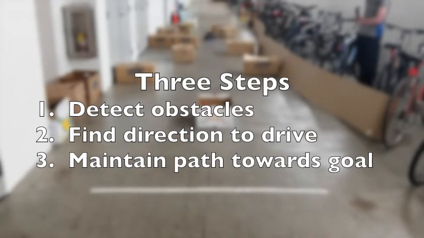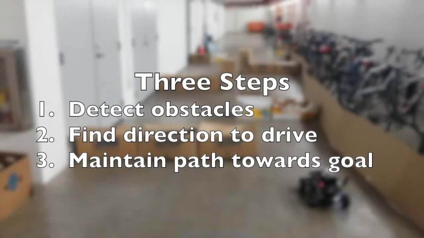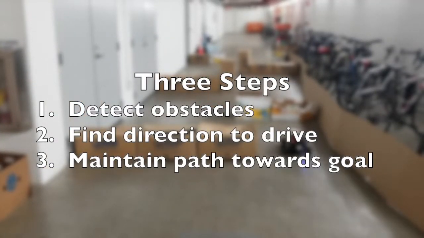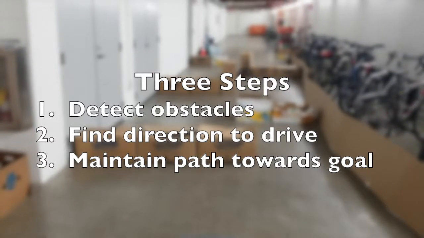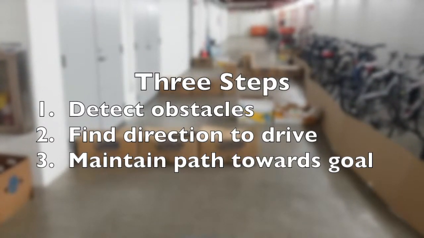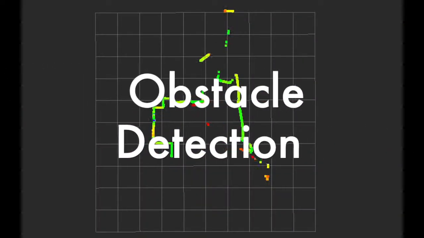In order to successfully execute our fast obstacle avoidance challenge, our race car needed to do three things. 1. Detect obstacles in real time. 2. Determine what direction to drive in order to avoid these obstacles. And 3. Successfully drive in this direction in the real world while still maintaining a path towards the goal. The first step was obstacle detection.